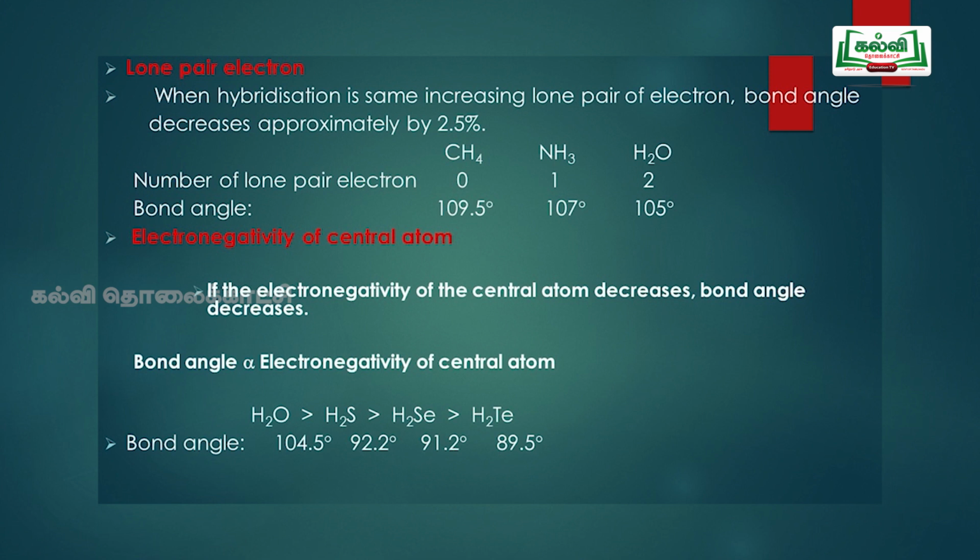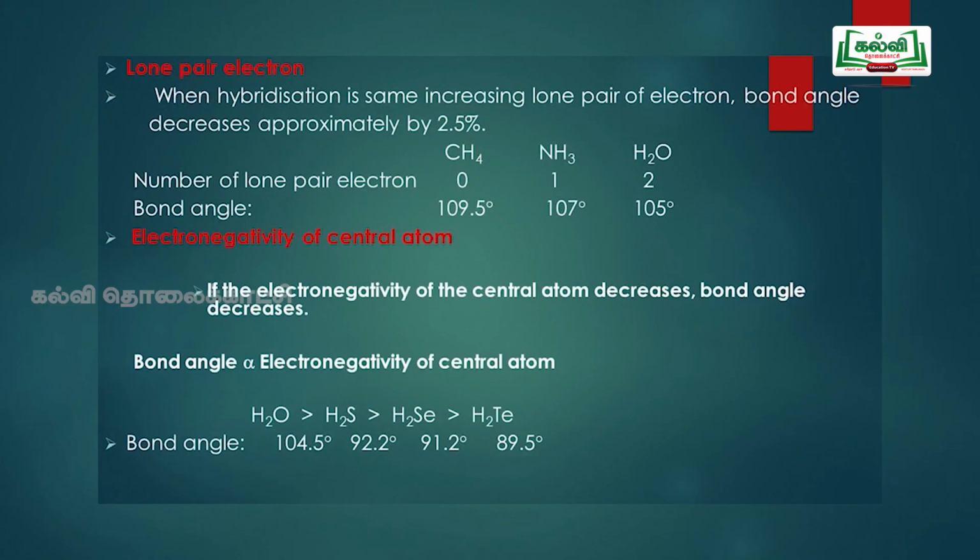The next one, number of lone pairs of electrons. Suppose the given molecules all have the same hybridization, how to predict? If the molecules have the same hybridization, then the bond angle depends on the number of lone pairs of electrons. As the number of lone pairs of electrons increases, bond angle decreases, approximately 2.5%.